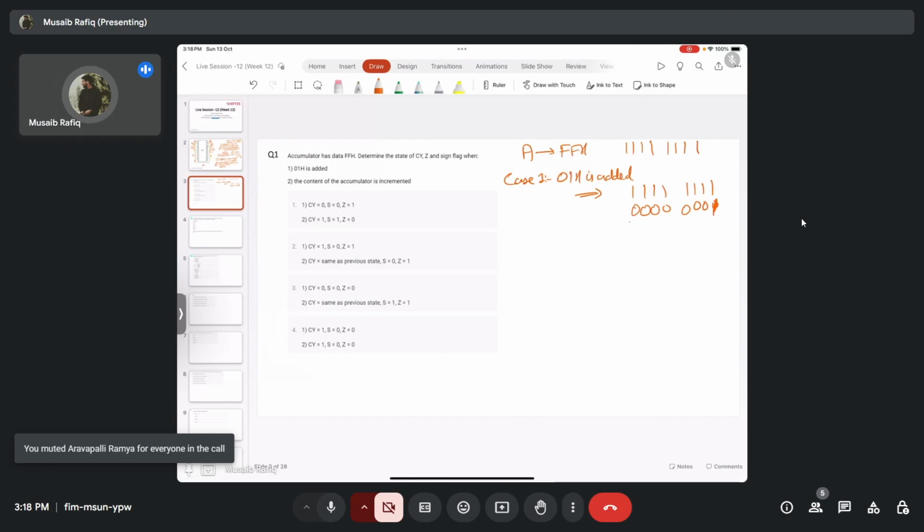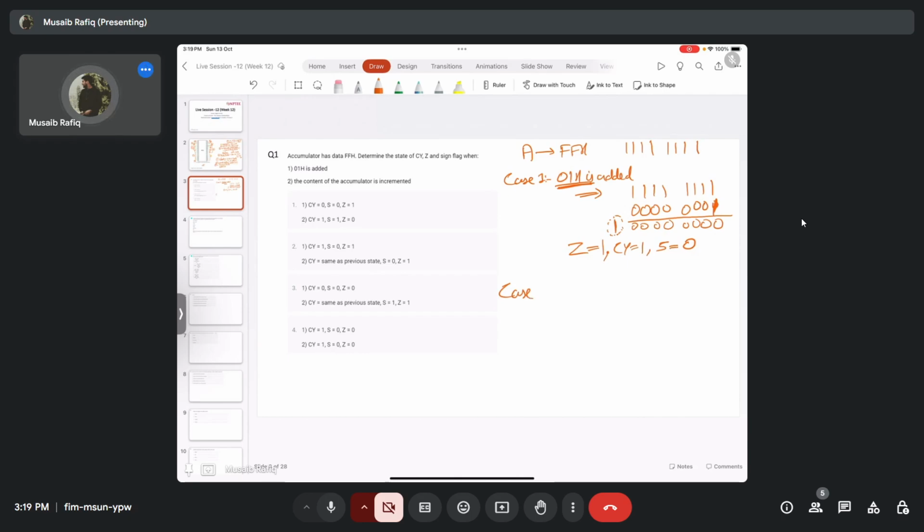So 1 will be added, so it will be like this: 0 0 0 0 0 0 0 0, and 1 will be your carry. So after the execution of this operation, when 1 is added, my zero flag will be 1 because all my accumulator is 0. Then my carry flag will be 1 because 1 is generated as carry, and sign flag, there is no effect of sign flag, it will be 0.